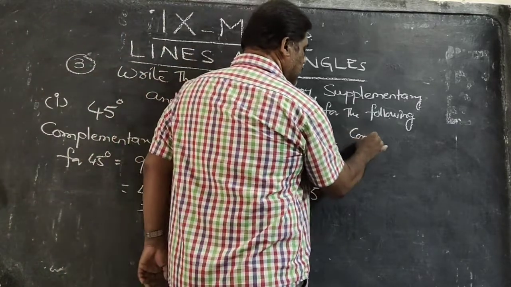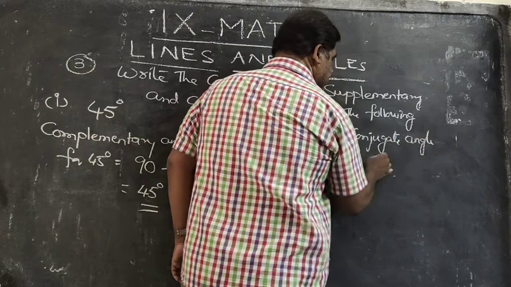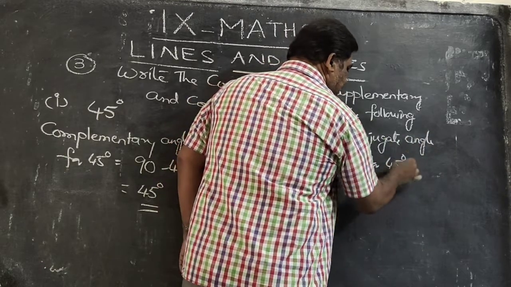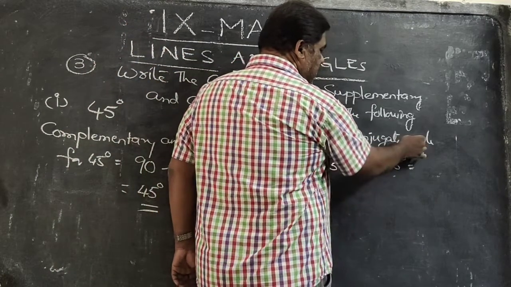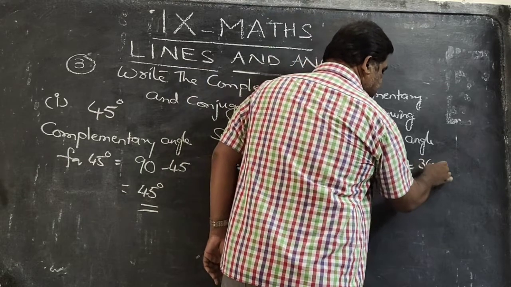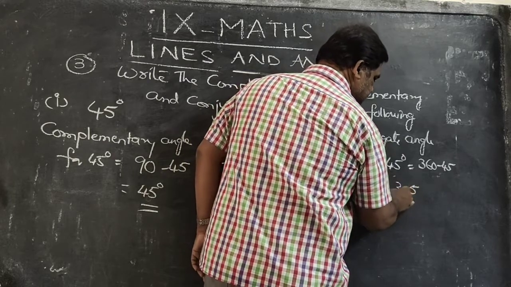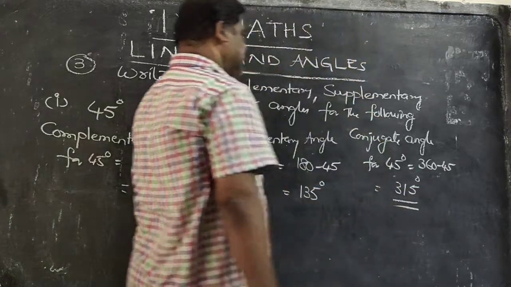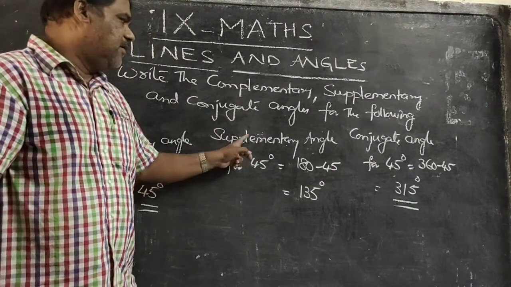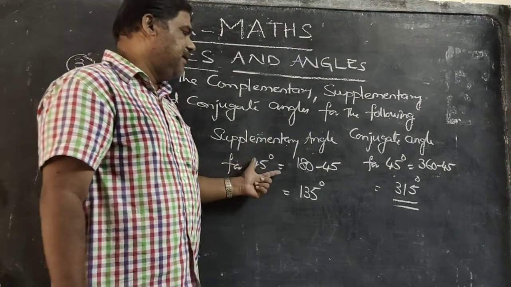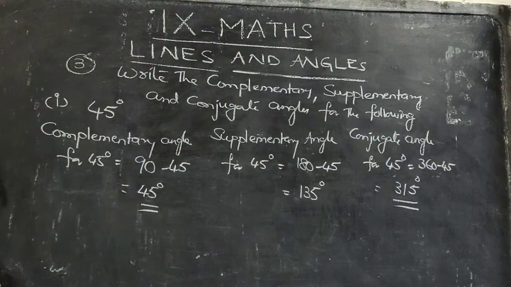Now, conjugate angle for 45 degrees. If the sum of two angles is 360 degrees, we call them conjugate angles. If you want the conjugate angle for 45 degrees, from 360 you have to subtract 45. So 315 degrees. If the sum of two angles is 90 degrees, complementary angles. If the sum is 180 degrees, supplementary angles. If the sum is 360 degrees, conjugate angles.